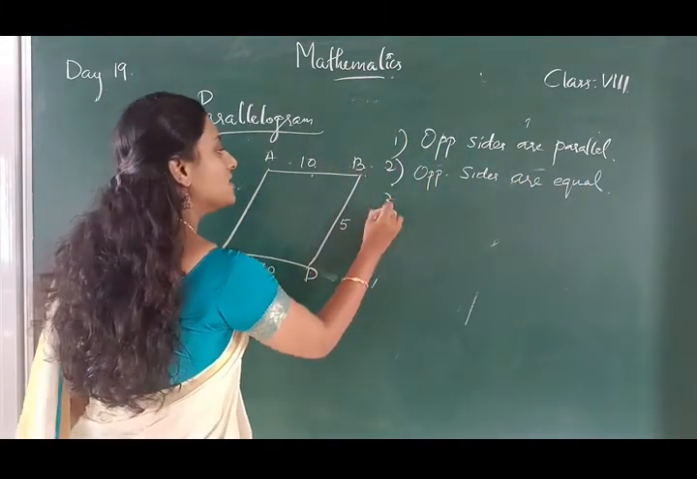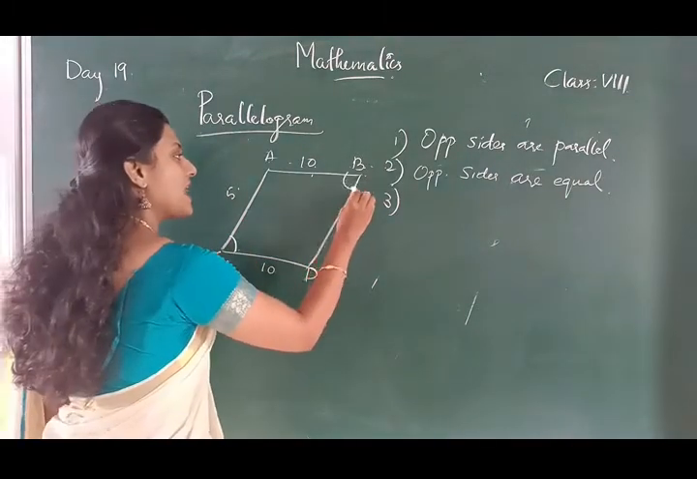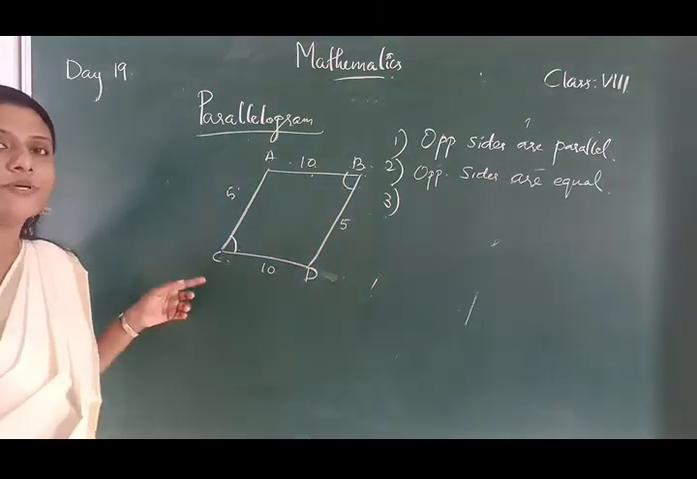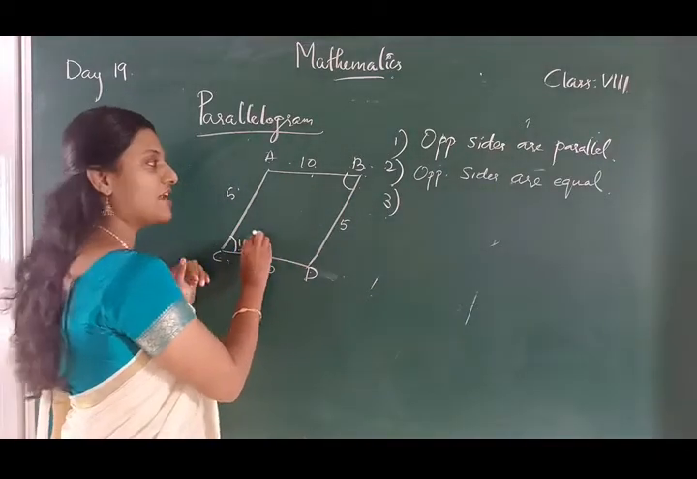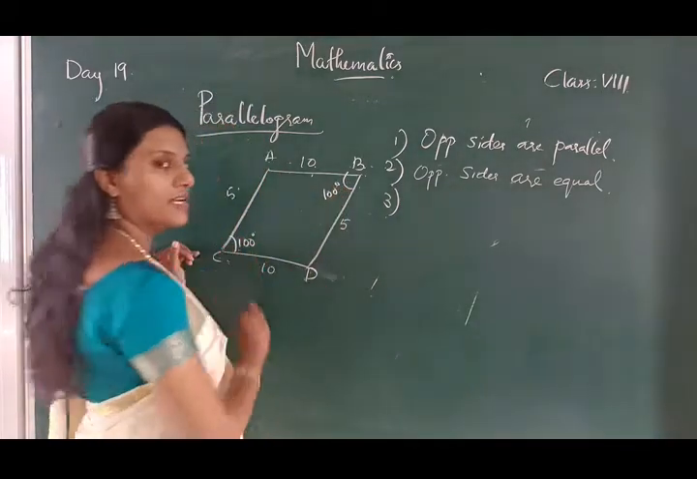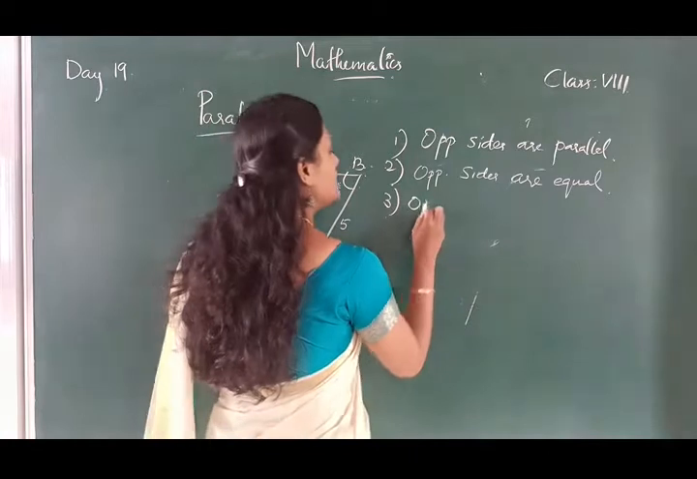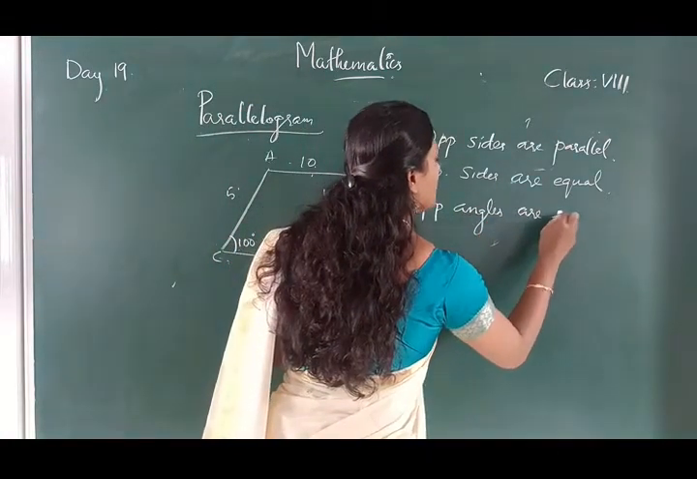Okay. Next, the third property, based on angles, angle C and angle B, that is the opposite angles are equal. If angle C is 100 degree, then angle B is also 100 degree. Okay, so opposite angles are equal.